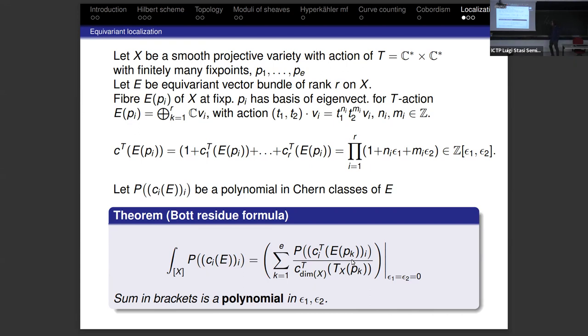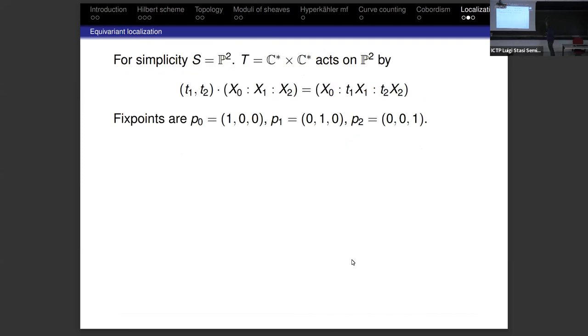Now one can try to apply this in the case of the Hilbert scheme of points. So let's, for simplicity, assume that our surface is P2. Then the torus C star times C star will act on it, on P2, in the usual way, by scaling the coordinates like this. And then the fixed points will be, let's say, (1,0,0), (0,1,0) and (0,0,1), like this.